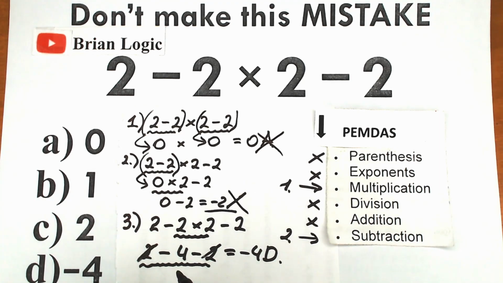Third interpretation, multiplication then subtraction. Correctly. First of all, multiplication, next subtraction. Multiplication right here, subtraction right here. And the correct answer is minus 4. This is option D.